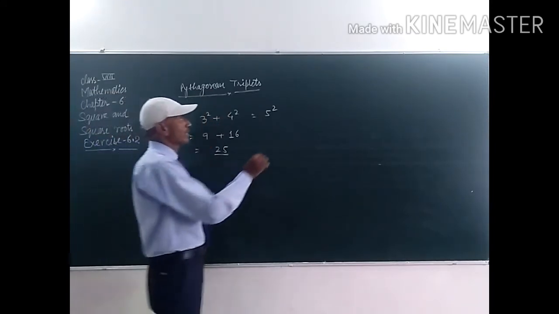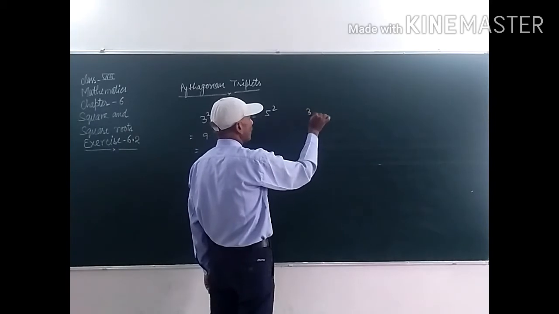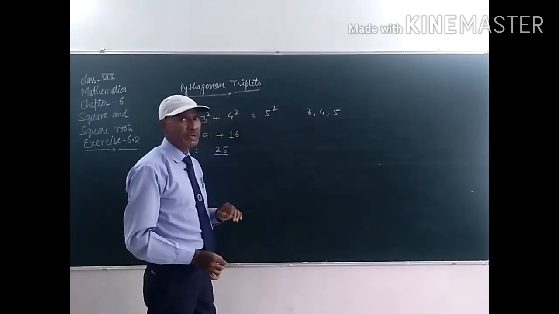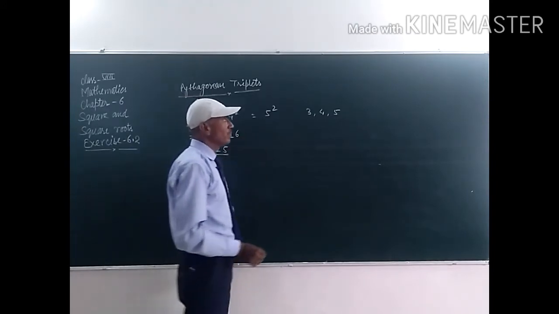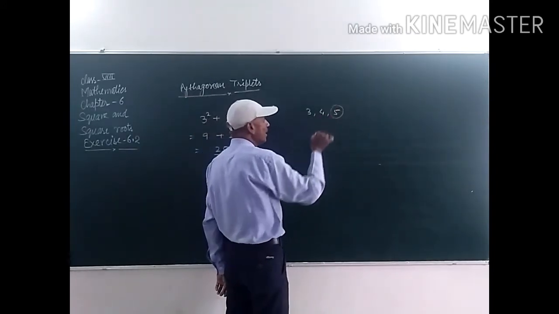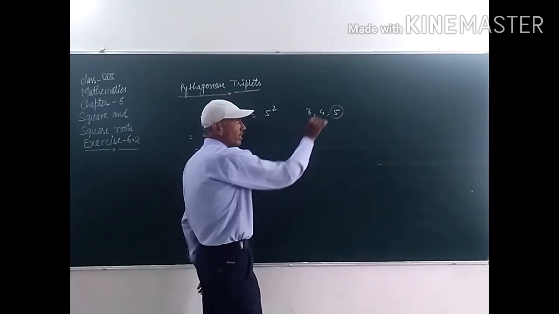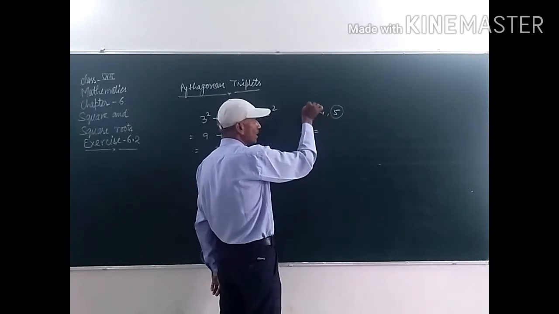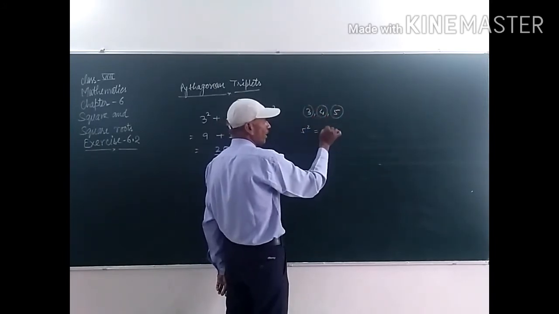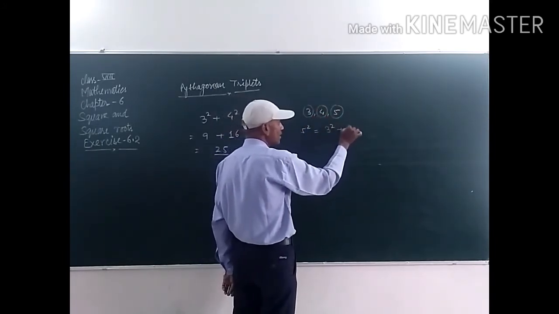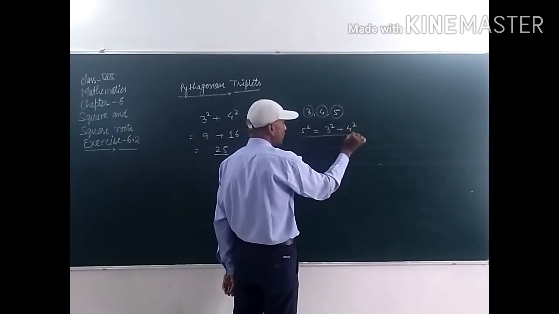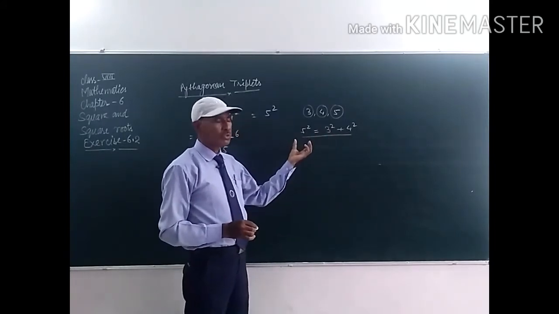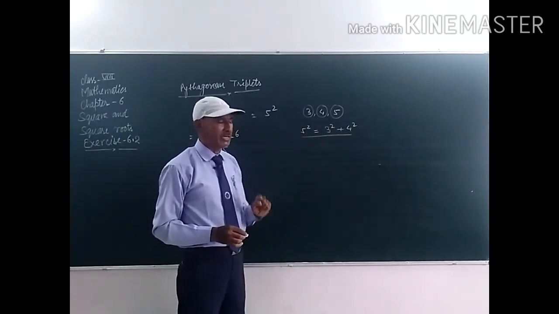So these numbers 3, 4, 5 are the members of a Pythagorean triplet. In this student, this is the greater number. So the square of this number, 5 square, is equal to the sum of the squares of the other two numbers, this 3 square plus 4 square. Clear student? So if the numbers are in this form, they form a Pythagorean triplet.